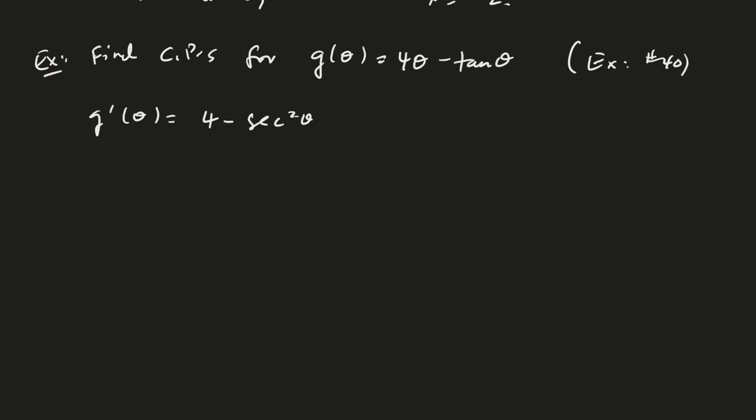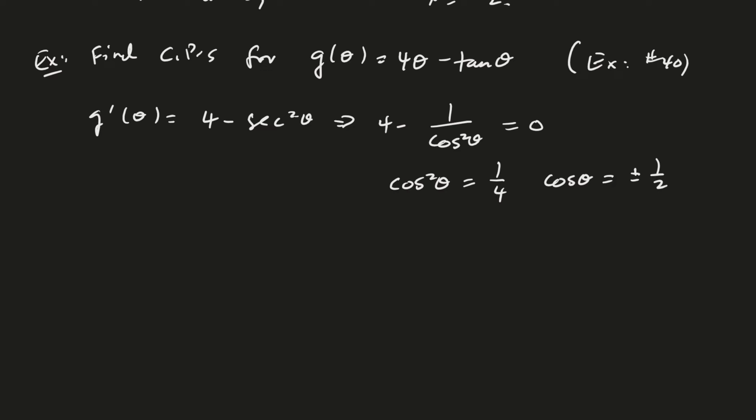And because we're going to be solving this for theta, let's go ahead and write that as a cosine function. So that's going to be 4 minus 1 over cosine squared theta. Right? And so we're looking for where that's equal to 0 or where that does not exist. So we'll go ahead and continue that for the 0 case. And so that means that cosine squared theta is equal to 1/4, or cosine of theta is equal to plus or minus 1 over 2.